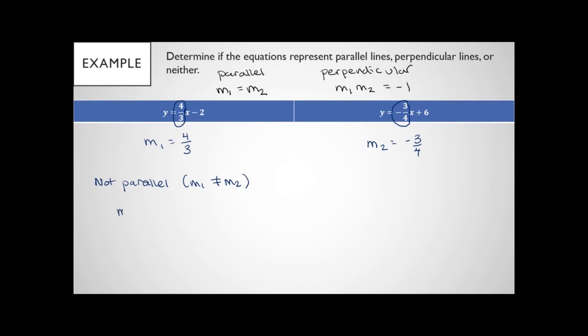So m1 times m2 should be -1, and I'm going to replace them. So 4/3 times -3/4 equals -1? So 4 times -3 is -12. 3 times 4 is 12. And -12 divided by 12 is -1. So we do get something that's equal to -1. So because that was true, these equations are perpendicular.